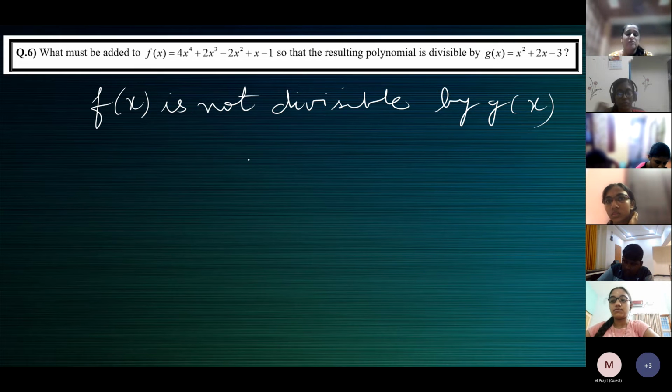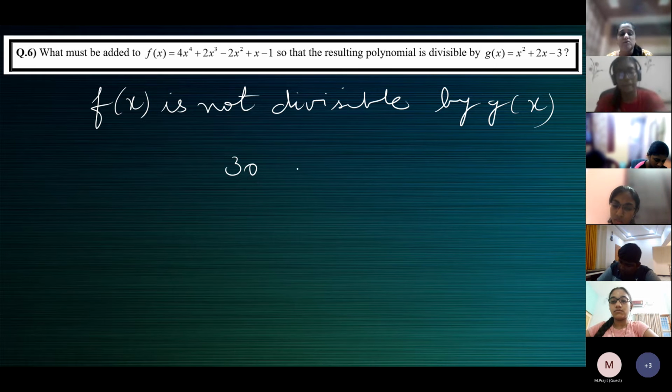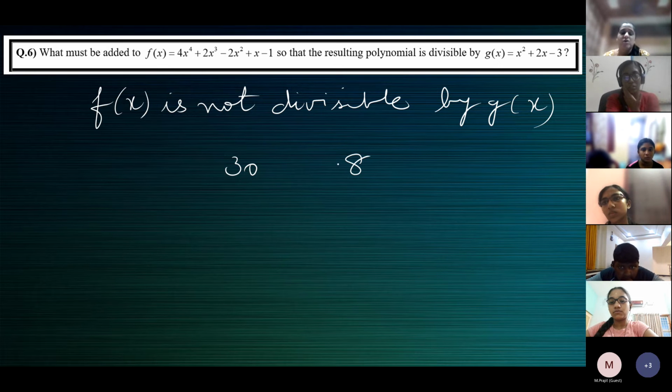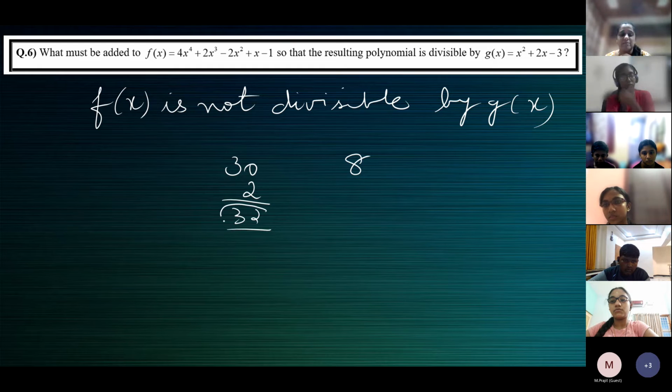See now, supposing the question is what should be added to 30 so that it is exactly divisible by 8? What is the least number that should be added to 30 so that it's exactly divisible by 8? What's the number? 2? Yes, ma'am. Okay, so 2. When you add 2 to 30, it becomes 32. And now the resulting number 32 is exactly divisible by 8.